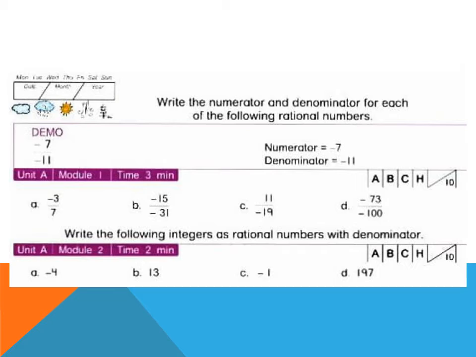Now moving on, module number 2. The question is: write the following integers as rational numbers with denominator. All we have here are integers: minus 4, 13, minus 1, 197. All these are integers. Now you have to represent them as rational numbers, that means with a denominator. Pause the video again for 2 minutes and try this out yourself.